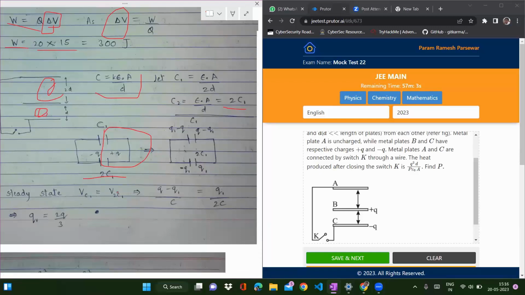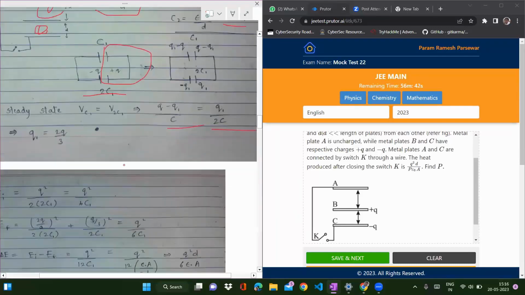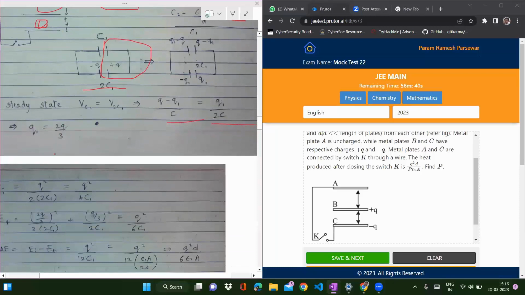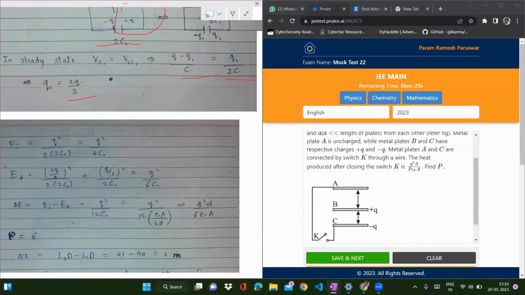In the steady state, for obtaining the equation for Q1, the potential V across C1 equals the potential across 2C1. So both capacitors will have equal potential in the steady state. V equals Q by C is the potential difference between the two plates, and it will be the same. Solving, we get Q1 equals 2Q by 3. So 2Q by 3 is the charge on the 2C1 capacitor, and the C1 capacitor will have Q by 3 charge.